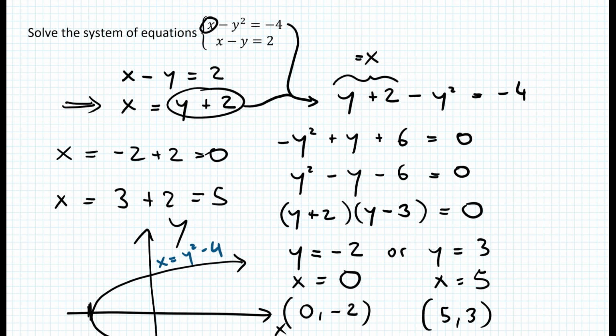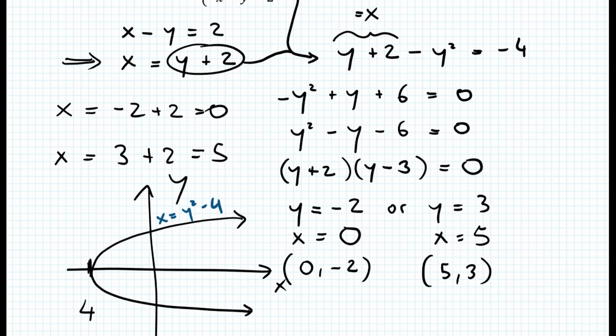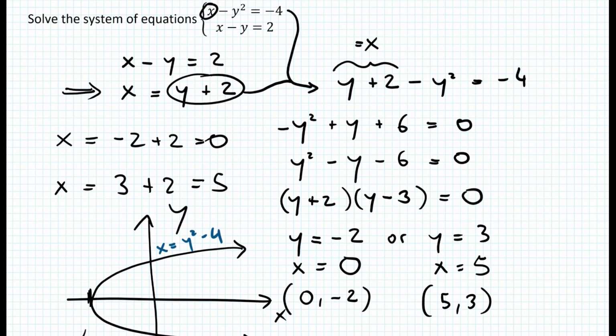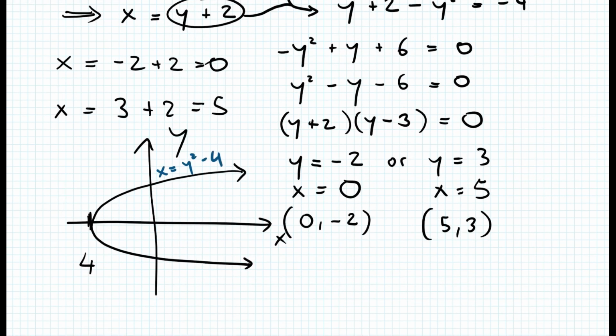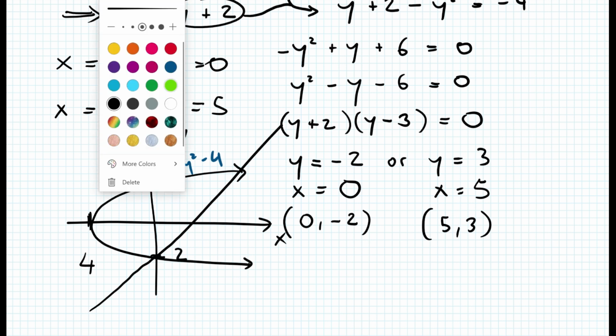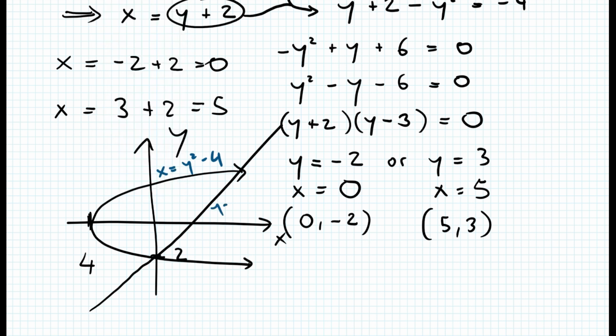The other one, on the other hand, is the equation of a line. Here we did isolate for x, but we can also write y is equal to x minus 2. So that means that we have something like this. So that's the minus 2. Let me actually write this in: y is equal to x minus 2. There you go. So now we have these 2 points of intersection.